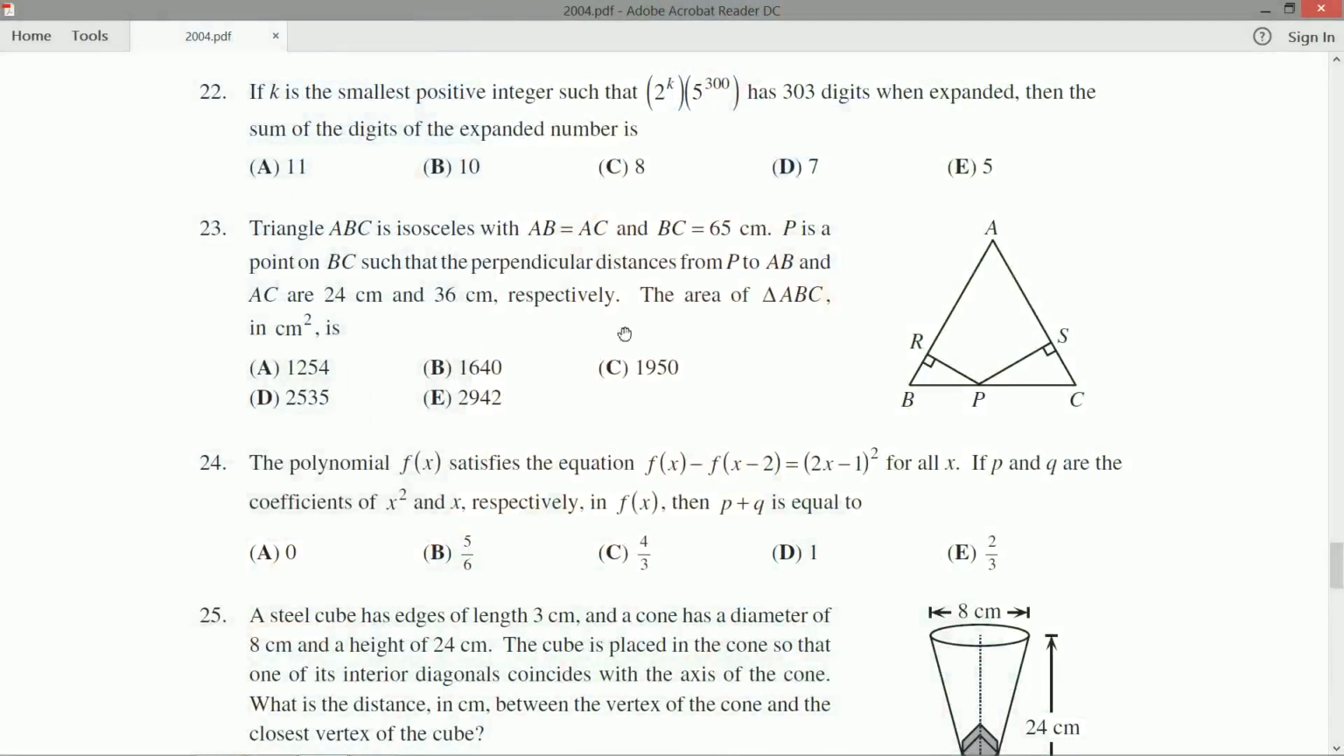So let's take a look here. Question number 23. Triangle ABC is isosceles. Okay, so immediately I'm starting to think what sides, and we're going to have two angles that are the same. So AB is equal to AC. Fantastic. And we're also told that BC is 65 centimeters.